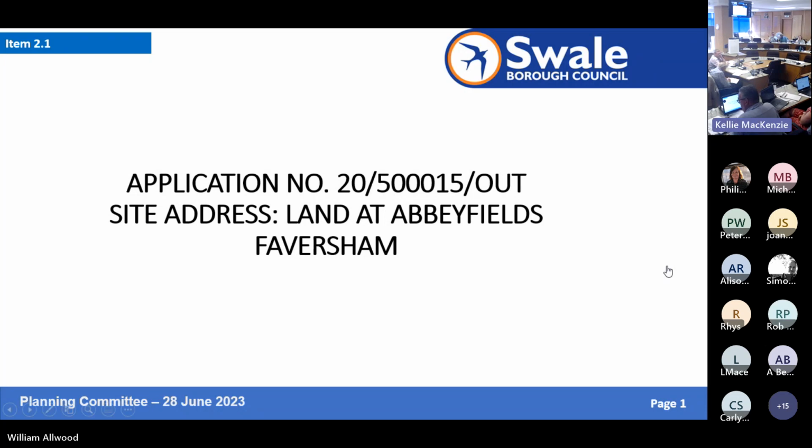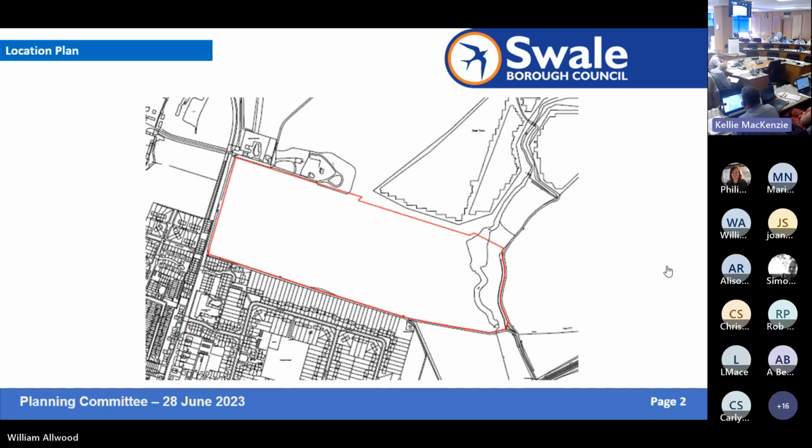Thank you, Chair. This is an application in outline for the development of up to 180 dwellings with associated infrastructure, internal access roads, footpaths, cycleways, parking, open space, and landscaping, with all matters reserved apart from access. I'll just briefly run through the presentation.